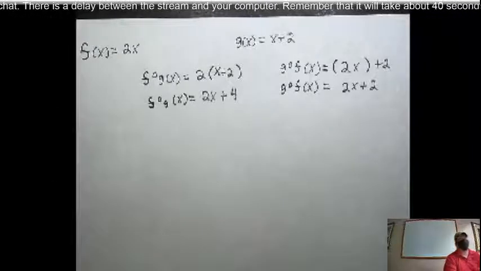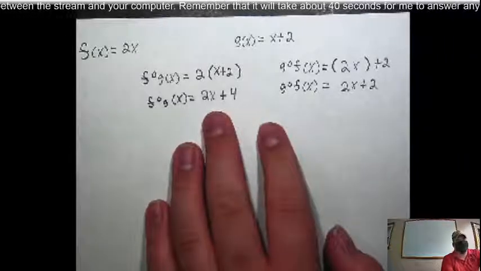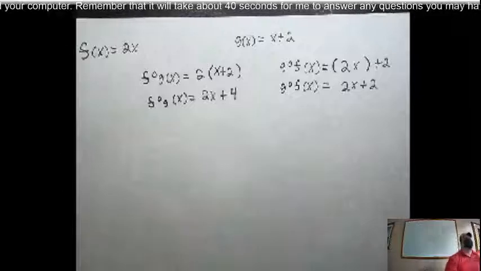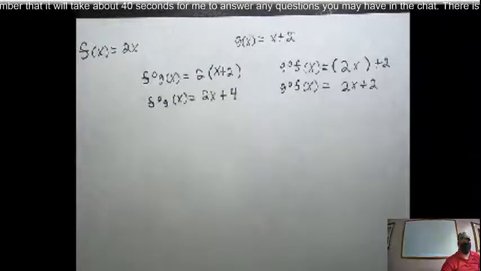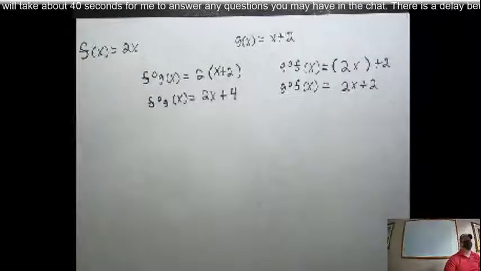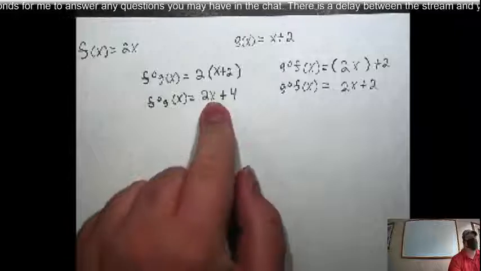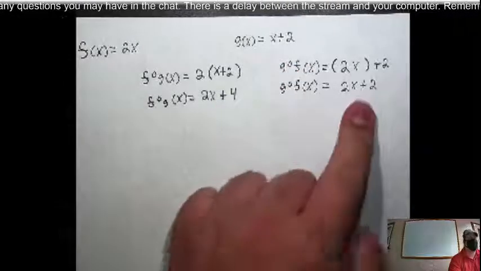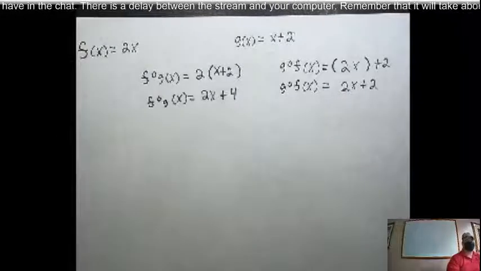And this is something important here. We can compose functions of each other, so we can plug either f into g or g into f, but they do not always give us the same thing. The order in which we plug them in matters. So if we plug g into f, we get 2x plus 4. If we plug f into g, we get 2x plus 2. So they're different.